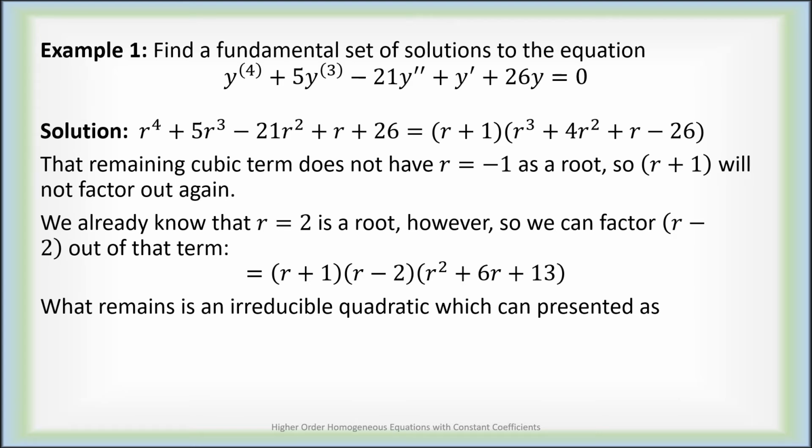Also, you can complete the square on it. R squared plus 6r plus 13 can be represented as r plus 3 squared plus 4, or plus 2 squared. And since this is one square plus another square, it can't be equal to 0, and therefore there are no roots.